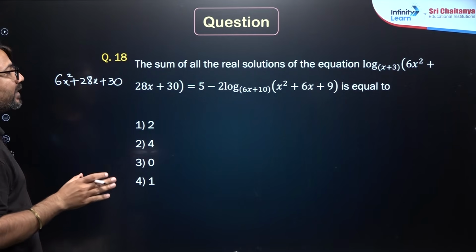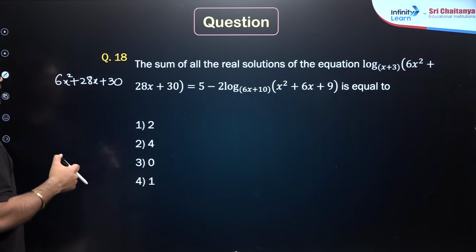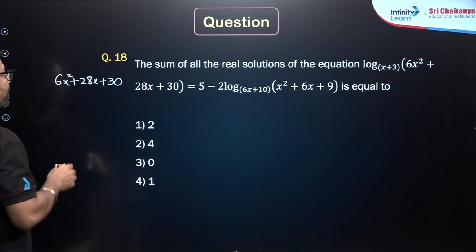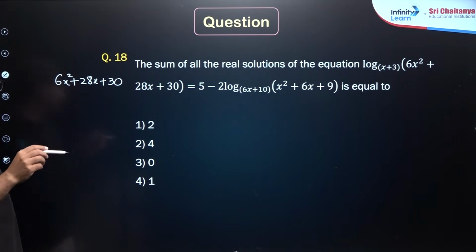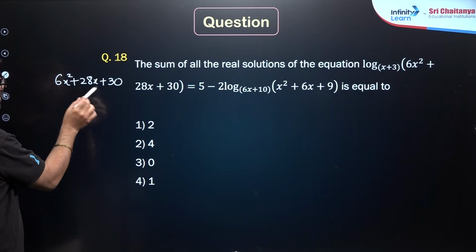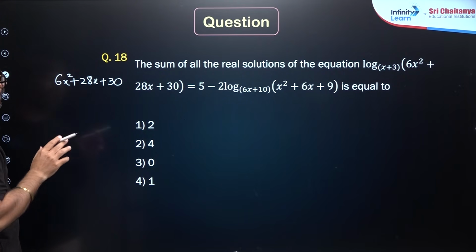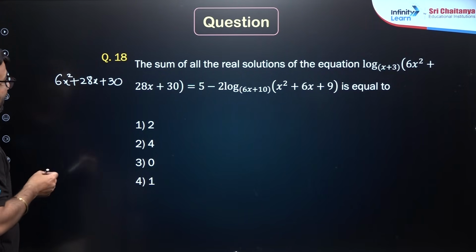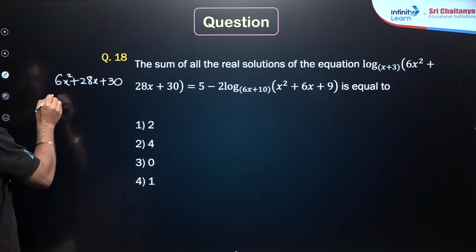So you have to break it down into two factors. How will you break it down? So let's say 30 into 6, if you do, that will be 180. And over here, bache, they have given 28. So let's take first of all 2 common.